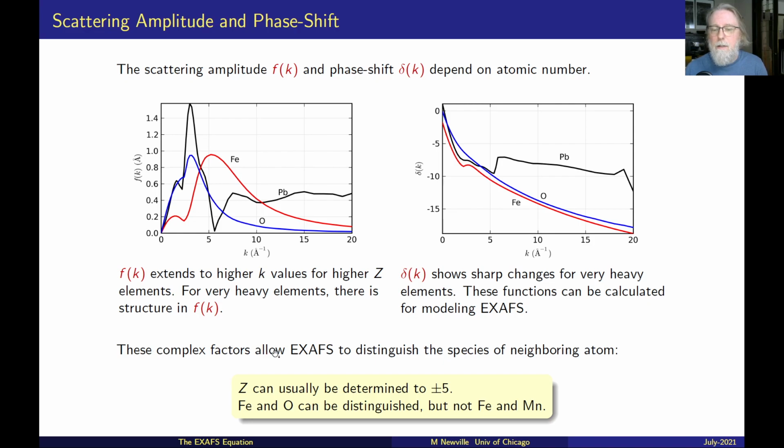So these complex factors allow the XAFS to distinguish species of neighboring atoms. So you can usually tell the atomic number of the scattering atom within plus or minus 5 or so. See, iron and oxygen can definitely be told apart. Oxygen and sulfur can be told apart, but iron and manganese are not going to be told apart. And this is common for other electron and even X-ray scattering methods, as opposed to some other methods that have strong and discrete scattering factors. Electron scattering and X-ray scattering are pretty continuous with Z.